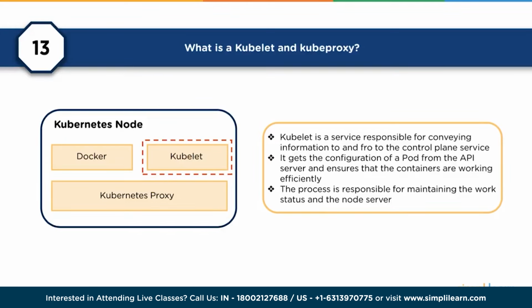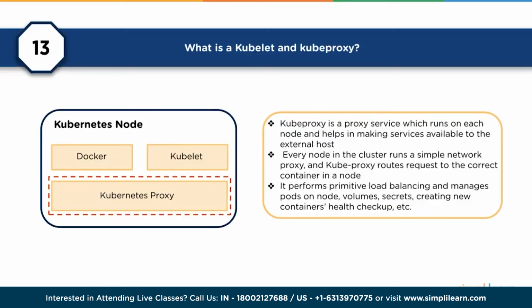So what is a kubelet and a kube proxy? A kubelet is a service responsible for conveying information to and from the control plane itself. The kube proxy is responsible for maintaining the work and the status within the node server. In addition, every node in the cluster runs a simple network proxy, and kube proxy routes requests to the correct container in that node. You'll also have some basic and primitive load balancing and management of the node from the proxy itself. There are additional layers of management done outside of the proxy, but the proxy is also there to help do some localized load management.